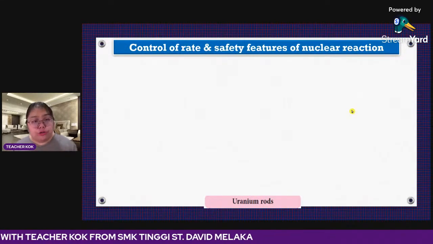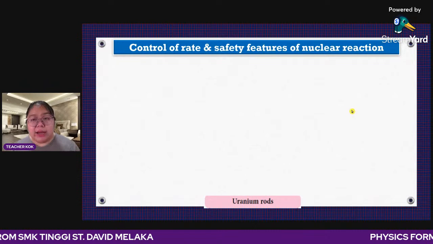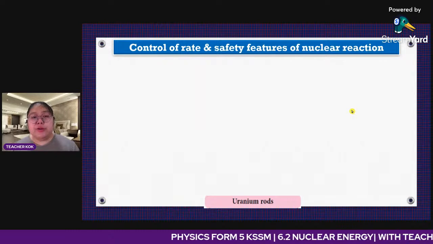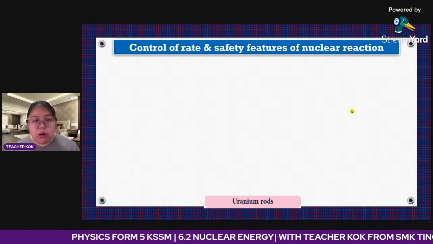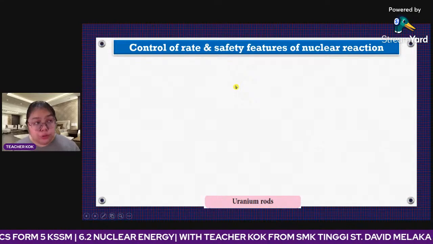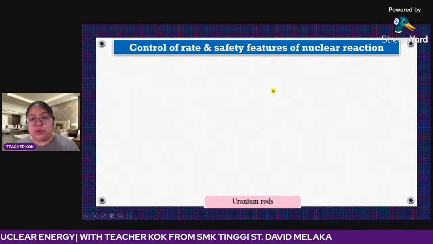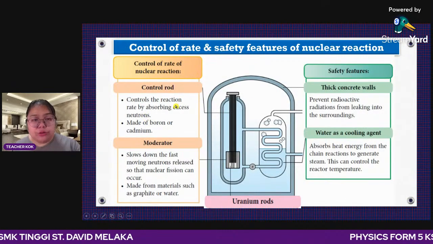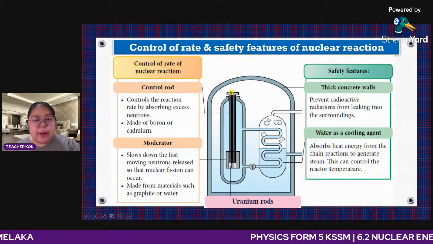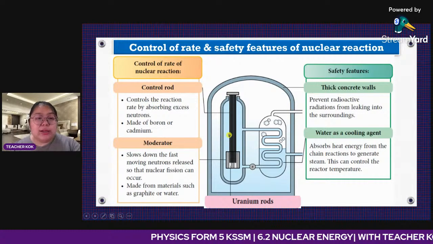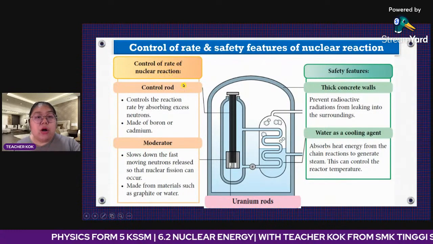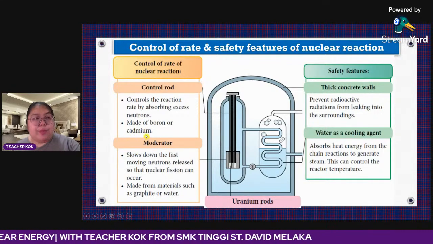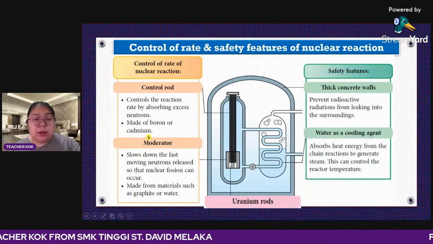Now we're going to see control of the rate, because too much energy we need to control, is it? If not, it's used for the nuclear bomb. We want to use it for a nuclear power station, so we need to control. So now they tell you how to control and also what safety we need to use for the nuclear reaction. First, let's see the control part. How do we control? Control rod. You can see the black color one, that one is called a control rod. Control rods are normally made of boron or cadmium. Two things can be used to make the control rod.